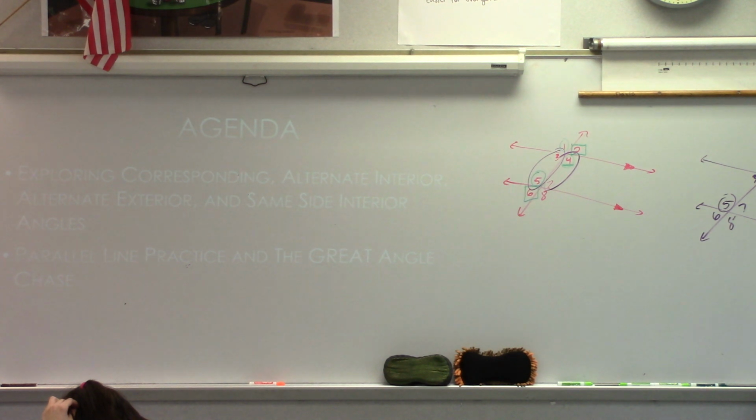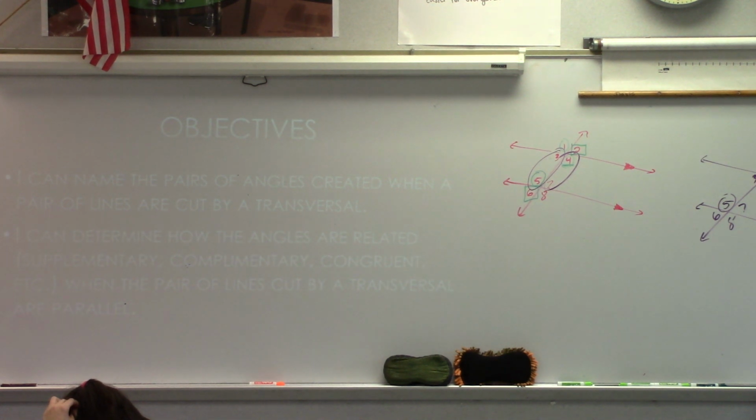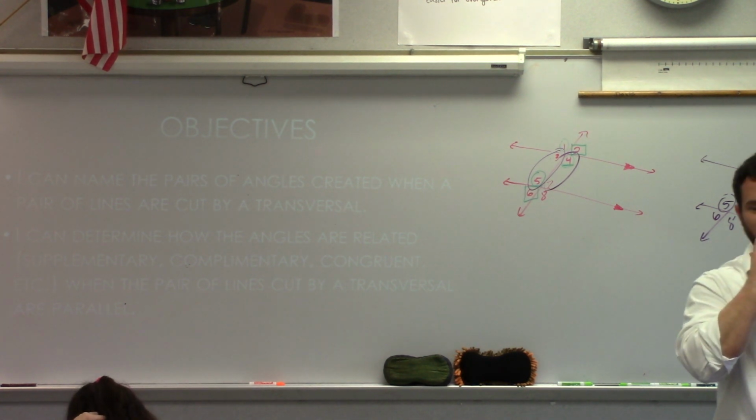Okay? And so we're going to do parallel line practice for the rest of the day after that as well. We need to be able to name the pairs of angles created when a pair of lines are cut by a transversal. I think we've started to get the names down. Is that fair to say? Yes? What are the 4 different types of angles that can be created?